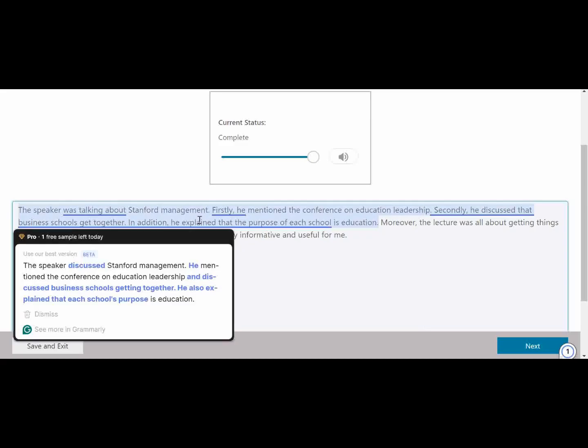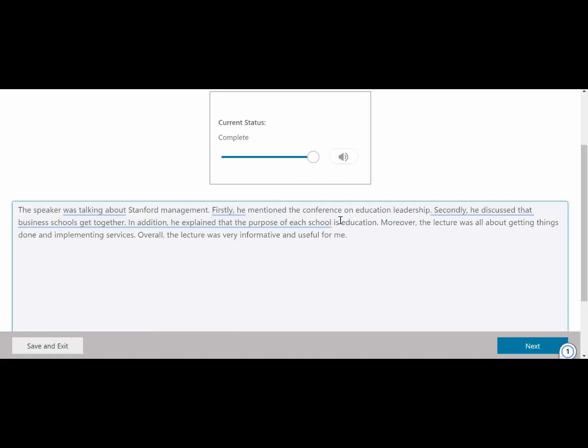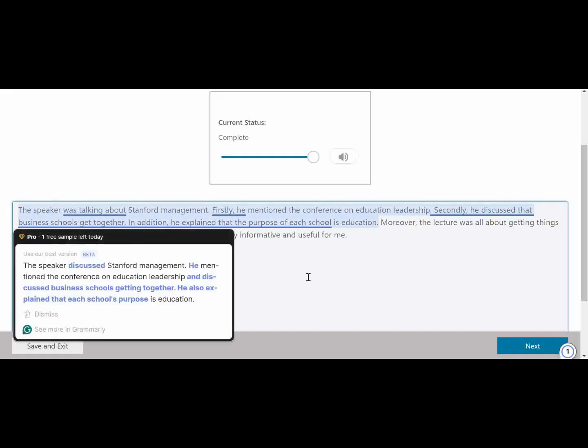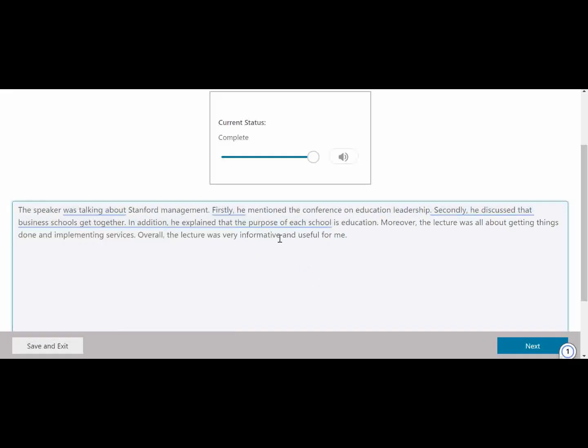Now in addition, he explained the template is in the past but the purpose of each school is education, the sentence is in the present form. So we will use that to connect two sentences. Moreover, the lecture was all about, so here it is was. So with was we use the ing form. So here it is getting things done and implementing services. Overall, the lecture was very informative and useful for me.